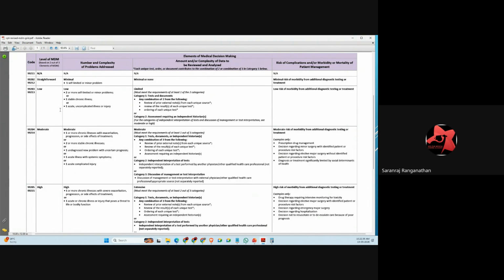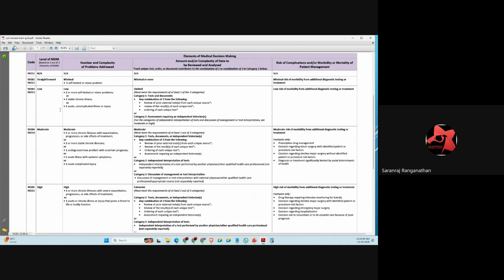So when it comes to the table, this is going to be a little repetitive for you. Still, let me give some examples so that we can move a little faster and see the examples as well. We have three elements: COPA, data, and risk. COPA is the number and complexity of the problems addressed, data is the amount and complexity of the data to be reviewed and analyzed, and the third is the risk of complications and patient management. The first tells how many diseases the patient has and what the complexity of the disease is. That is what we call COPA, in short.